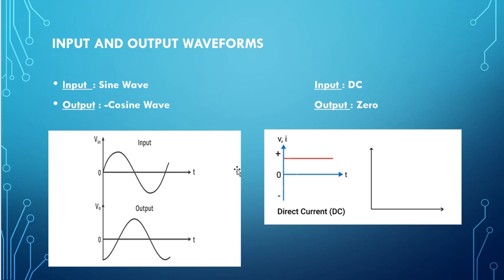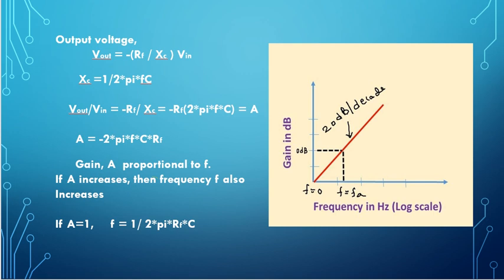This is the input and output waveforms of the differentiator, by giving a sine wave input and a DC input. Now see the frequency response of the differentiator. This is the frequency response of the differentiator. On the y-axis we take gain, and on the x-axis we take frequency.